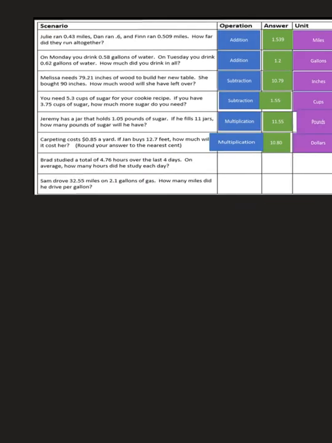Notice I dragged my tiles up for my multiplication problems. You should do the same. And now we have 2 problems left. Brad studied a total of 4.76 hours over the last 4 days. On average, how many hours did he study each day?